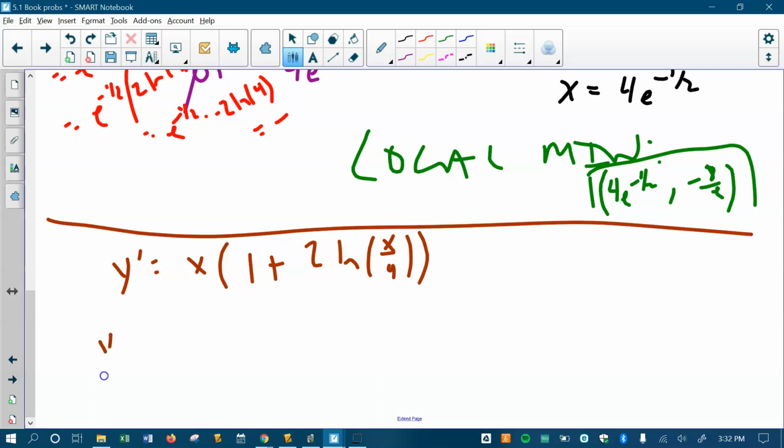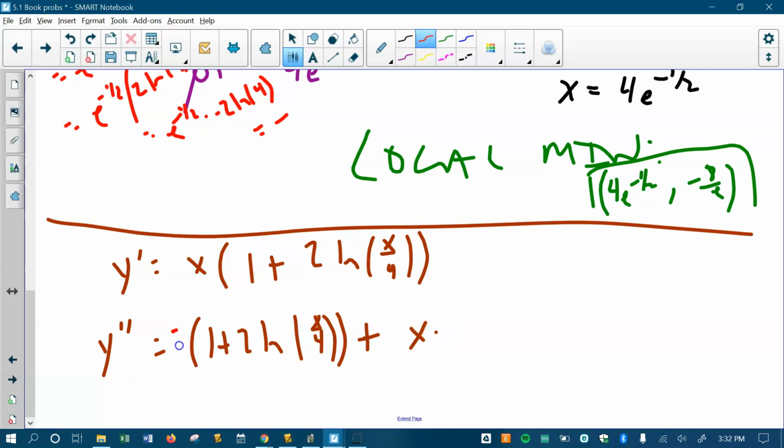Okay, y double prime. Okay, 1. X is 1 here, so it's going to be 1 plus 2 ln of x over 4. Okay, plus x times, so I'll put the 1 here just to show that I took the derivative, plus x times, let's take the derivative of the inside, and we get 2. Okay, so 2 times the derivative of ln of x over 4 is going to be 1 over x over 4 times 1/4 for the same reasons I listed above.